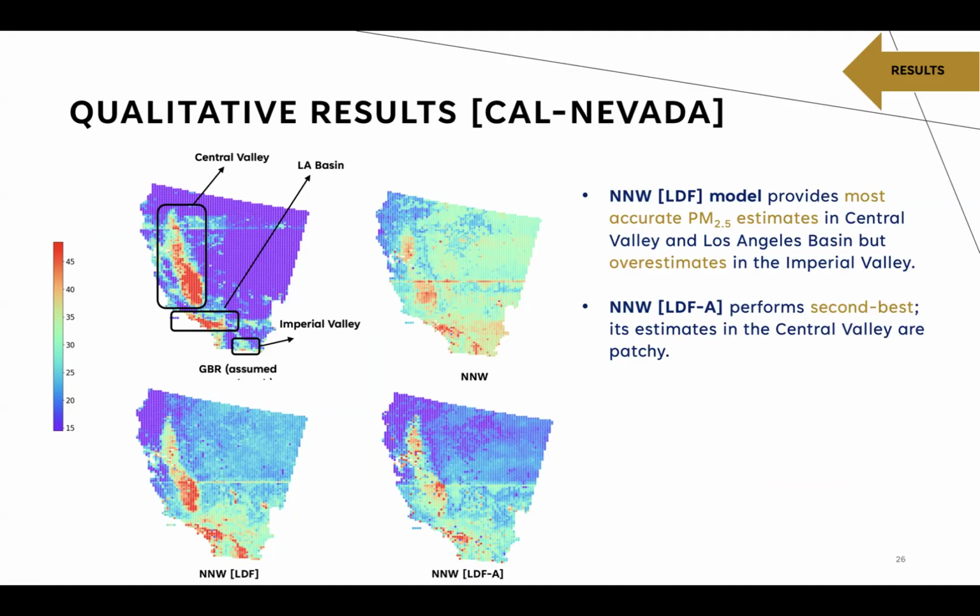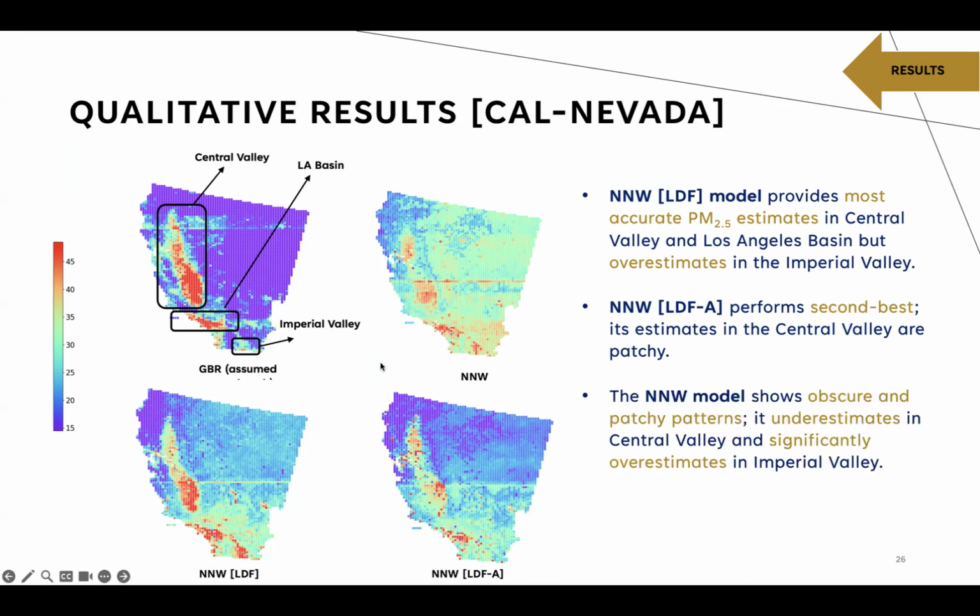NNW-LDF-A has the second best performance. However, its estimates in the Central Valley are a little patchy. And then if you see the NNW map, the NNW model shows obscure and patchy patterns. It underestimates in the Central Valley and it significantly overestimates in the Imperial Valley.